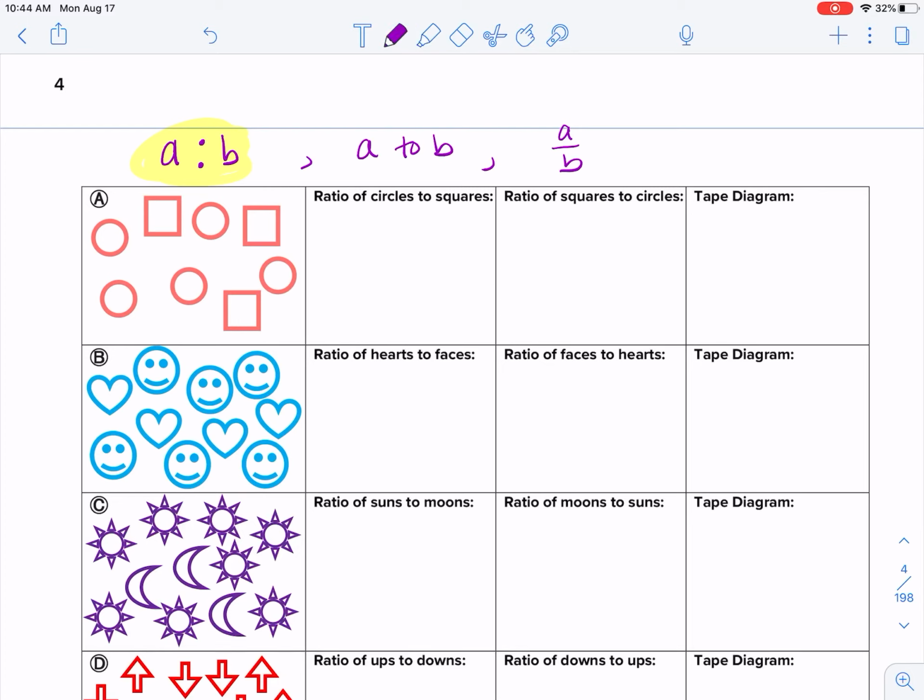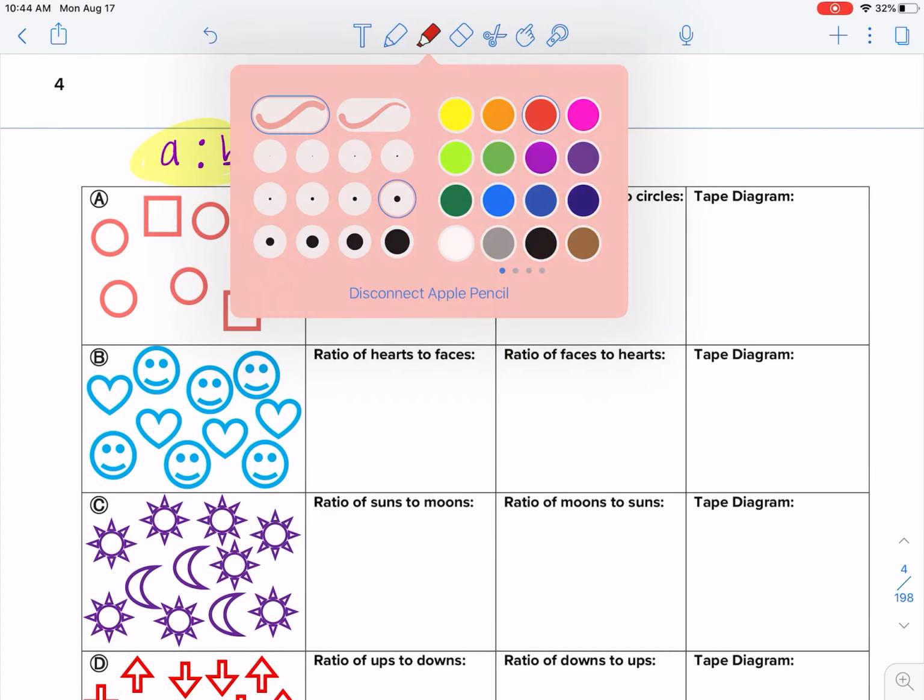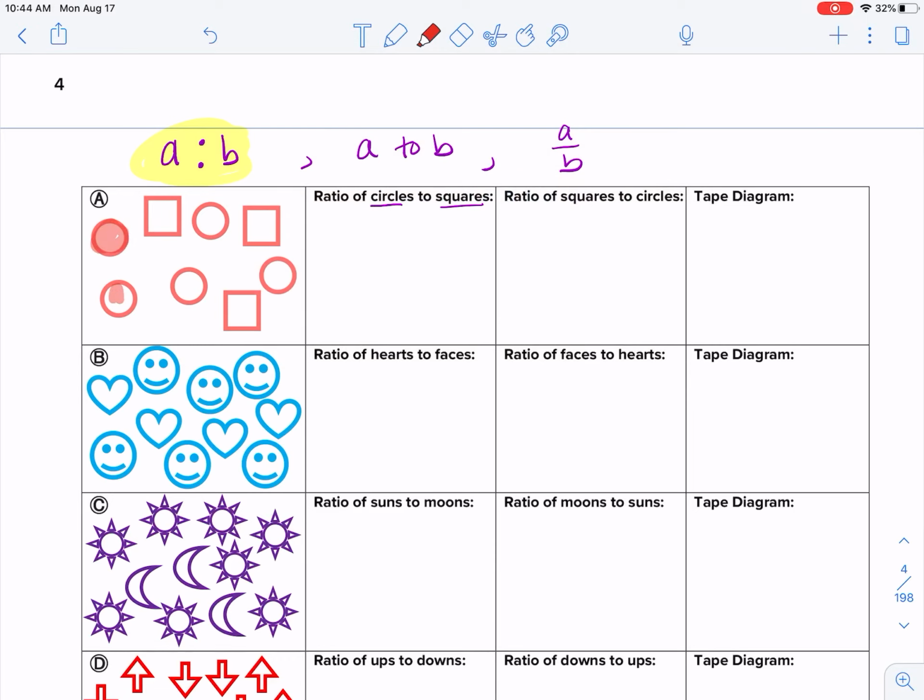So I'm going to look at the first problem. So I am comparing circles to squares. So if I look over here at my drawing, I'm going to shade in all of the circles first. Now, reason I'm doing circles first is because on here it says circles first. So if I count the number of circles, I have 5 circles.